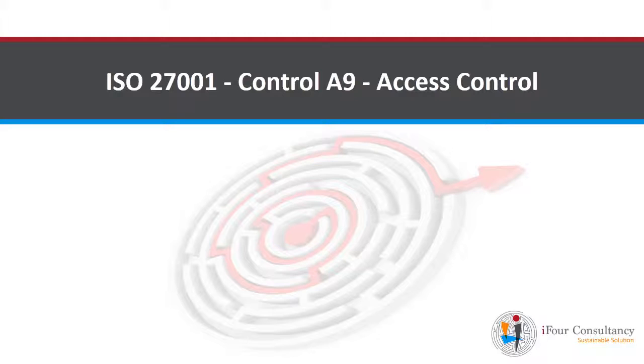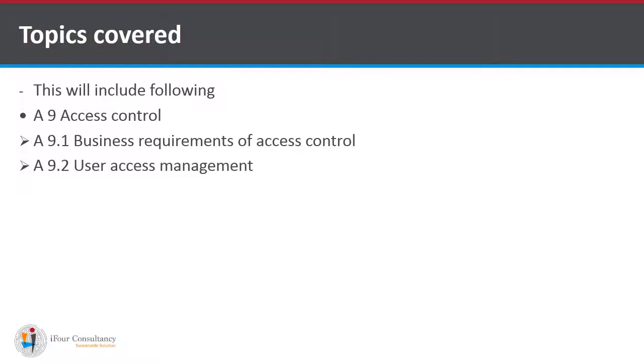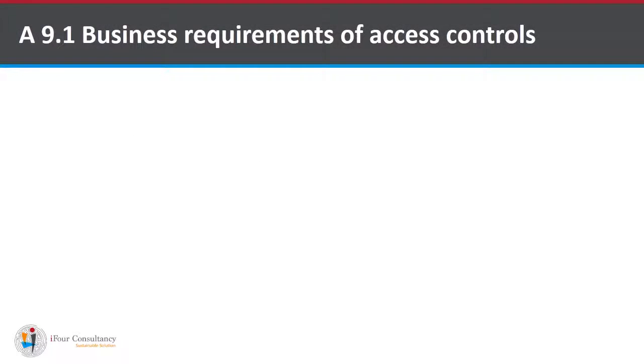Today, I'll be explaining you ISO 27001 Control A9, and that is access control. Topics that will be covered during these videos are A9, that is access control. That includes A9.1, and that is business requirements of access control. A9.2, that is user access management.